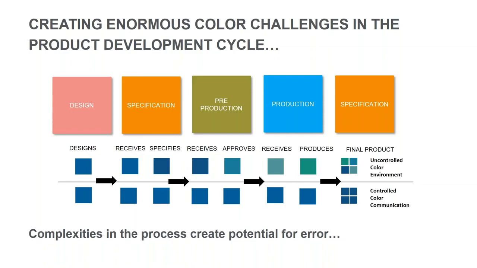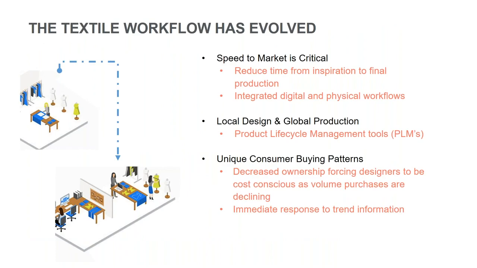So what we're trying to do, again, in our right brain point of view, is look at a controlled color communication to make sure all players are looking at the same thing. So we've been hearing this for decades, that speed to market is important, and the market is continually speeding up. We're trying to reduce the time from inspiration to final production, and trying to get these integrated in physical workflows, which we'll talk more about later.